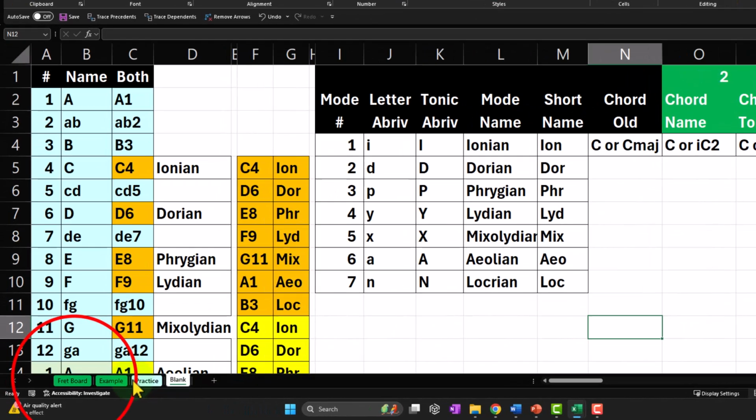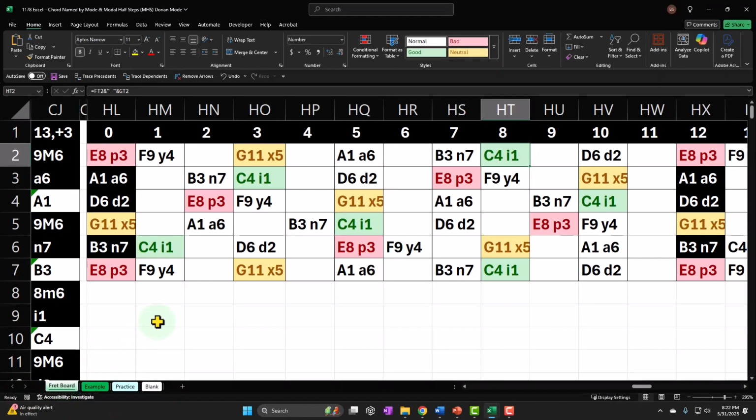All right. Let's go on over to the fretboard to get an idea of what we will be doing. We're going to be building chords, this time on the Dorian mode. Now, you might be saying, hey, look, that's kind of weird. I don't know what that means because the chord system typically isn't based on the Dorian mode because it's basically based off of the major scale.